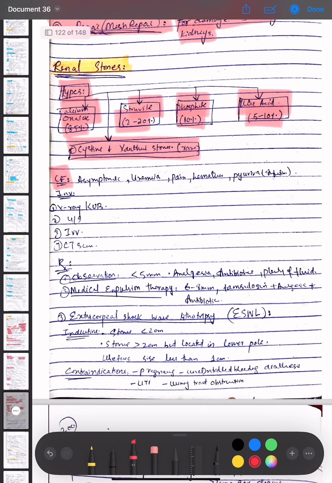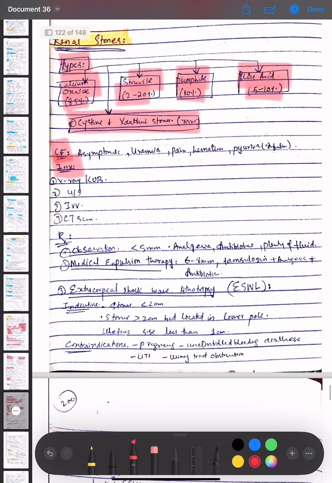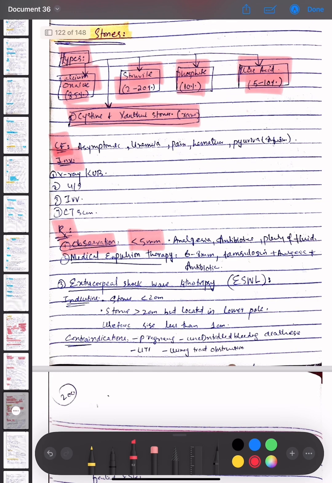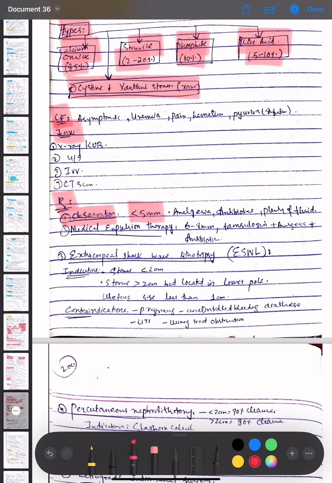The investigations that are done for renal stones are X-ray KUB, ultrasound, intravenous urogram, and CT scan. The treatment options are: first you have to observe the patient. If it is less than 5 mm, analgesia, antibiotics, and plenty of fluids are given. Medical expulsion therapy is given for 6 to 8 mm stones, and alpha blockers plus analgesics plus antibiotics are given.